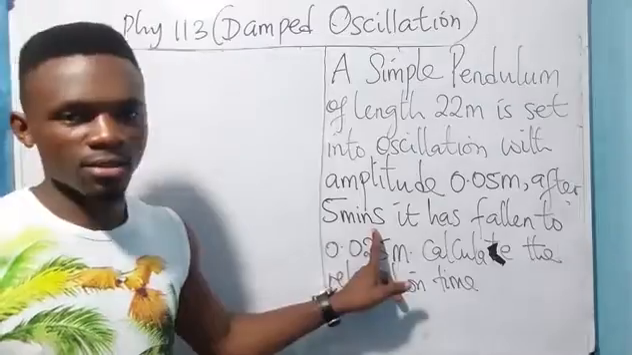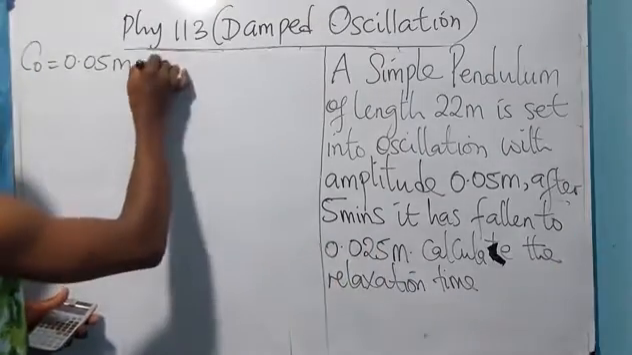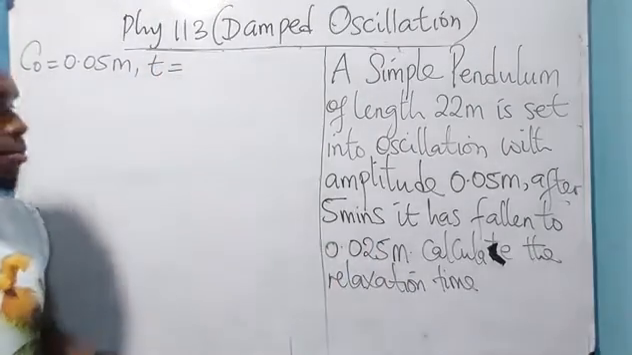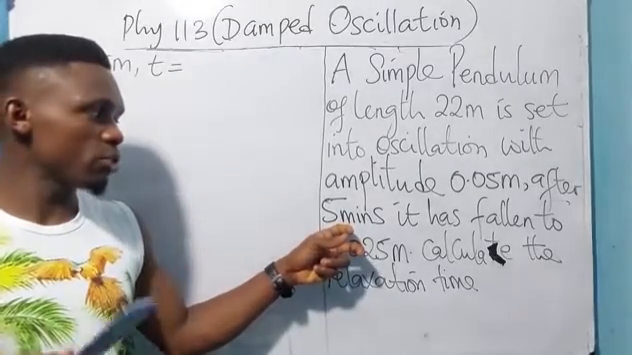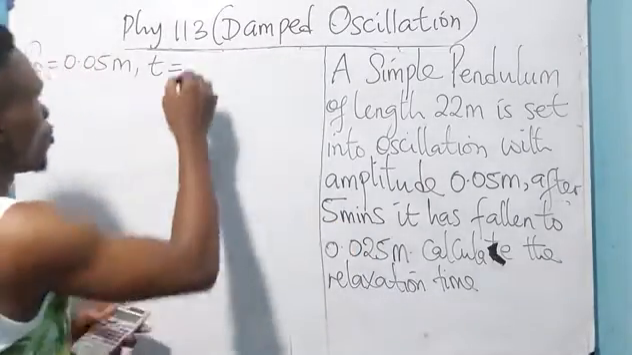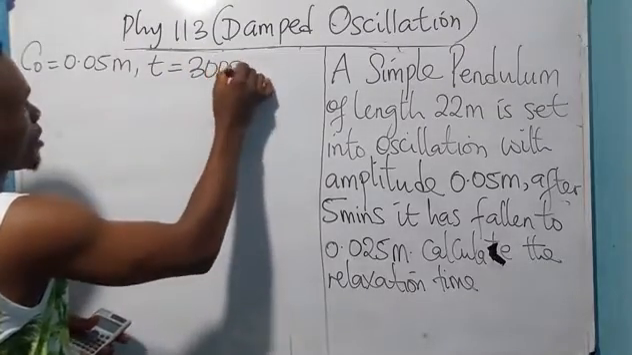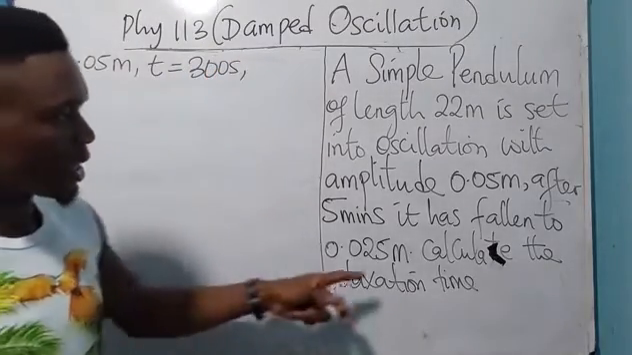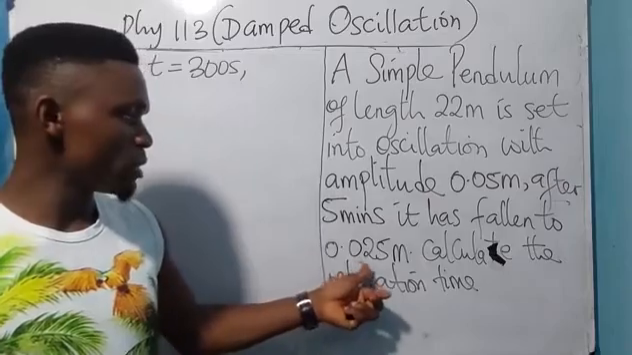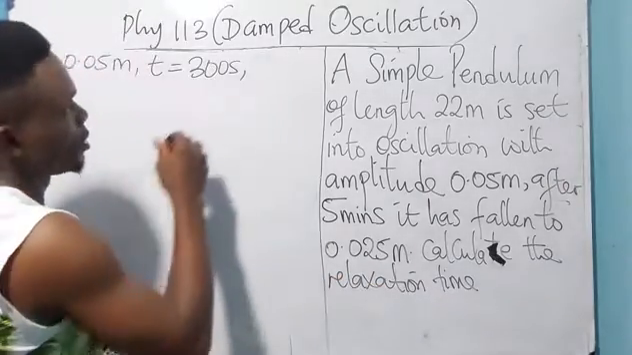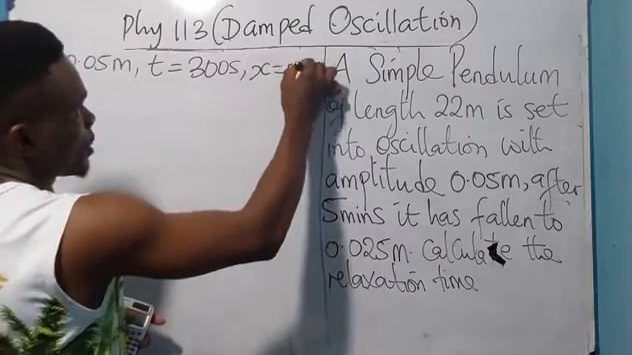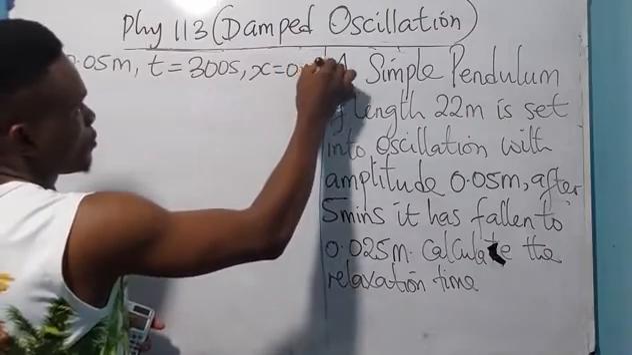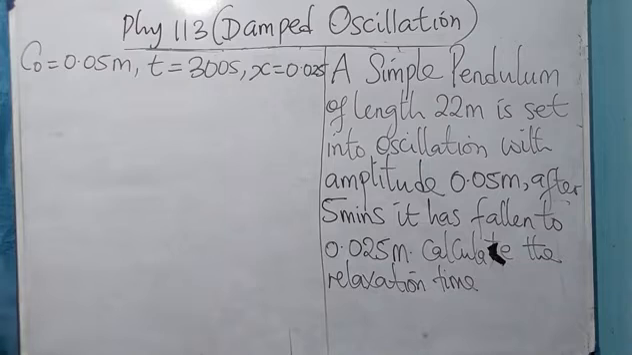After 5 minutes, which means that the time is 5 minutes. But we are not calculating with 5 minutes, we have to convert to seconds. In doing that, we say 5 times 60, we have 300 seconds. Alright, it has fallen to 0.025, which is x, the displacement, 0.025 meter. Do not forget the formula I gave in our initial class.